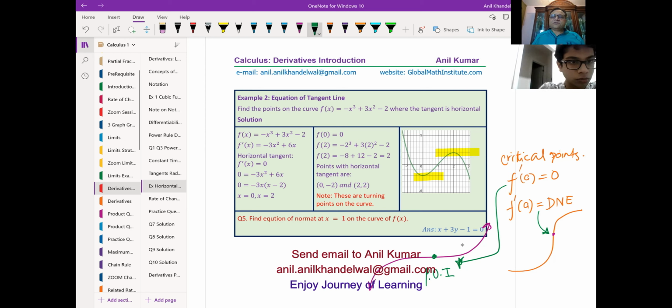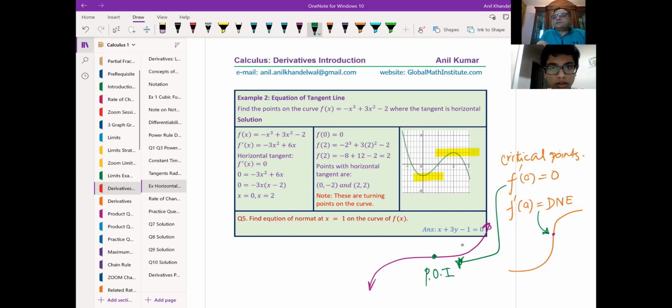Can you please read the question and try to answer this? Find the points on the curve f of x equals negative x cubed plus 3x squared minus 2, where the tangent is horizontal.